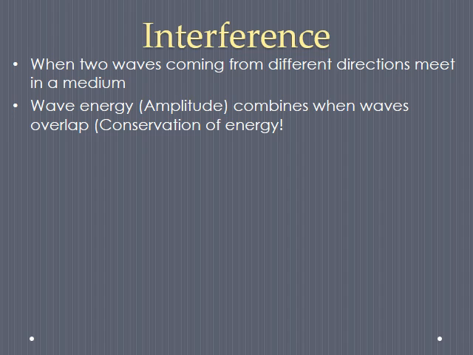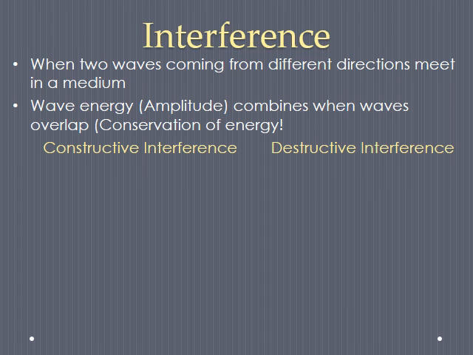This has to happen because of conservation of energy. So if I have a wave with 10 joules of energy from the left and a wave with 5 joules of energy from the right, when those waves meet in the middle, that wave has to have 15 joules of energy, which means it has to have more amplitude than either of the individual waves.